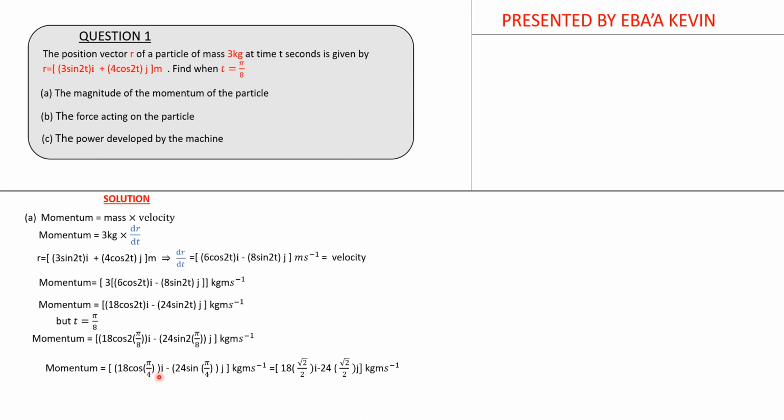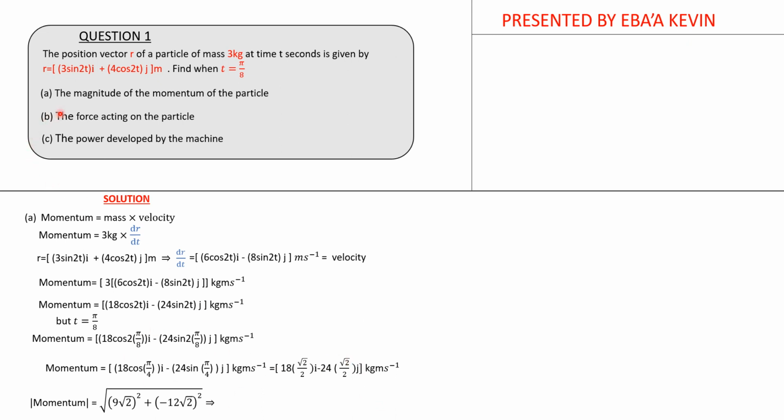You know that cos pi ln 4 is square root of 2 divided by 2. I know that the sine of pi ln 4 is also the square root of 2 divided by 2. So these two cancel here. This 2 goes here once, this 2 goes here 9 times, this 2 goes here once, this 2 goes here 12 times. So if you do that, you are going to obtain 9 square root of 2 i minus 12 square root of 2 j.